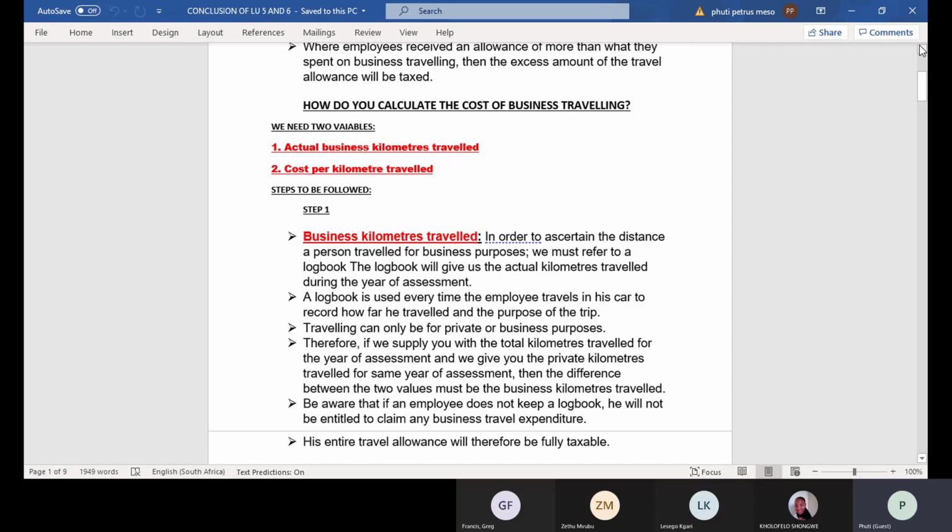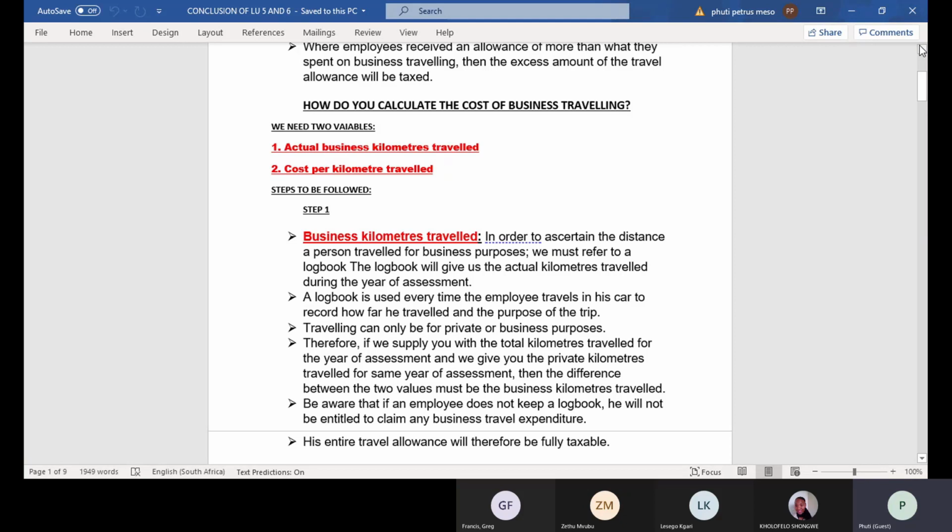Therefore, if we supply you with the total kilometers traveled for the year of assessment, and we give you the private kilometers traveled for the same year, then the difference between the 2 values must be the business kilometers traveled. That's exactly what I've just explained. So when you do the travel allowance, be very careful that you need those 3 variables: total kilometers traveled, private kilometers traveled, and business kilometers traveled. In most cases, you will always be given 2 to determine 1.